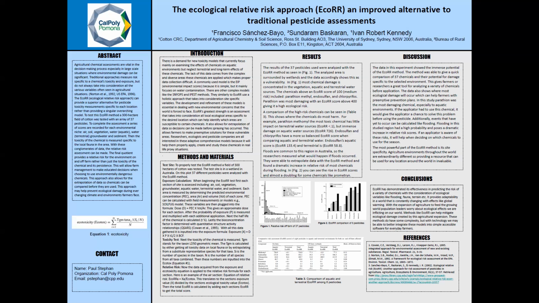Okay, so now moving on to discussion. The data in this experiment really showed the potential of the EcoRR method. It was able to show a comparison amongst 37 chemicals and really honed in on the ones that were most ecologically damaging or had the highest relative risk to the environment. And this really allows farmers to quickly have a field of vision of which chemicals are going to be damaging and which are not, and what areas these chemicals are going to damage.